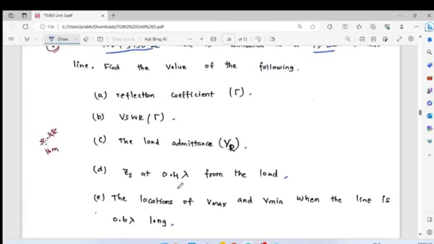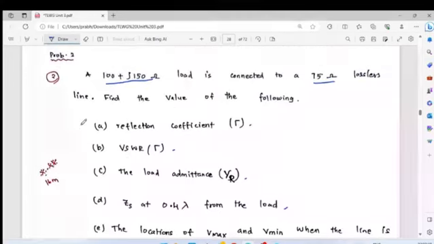Right. So in the previous problem, we have seen how to calculate reflection coefficient, VSWR and the input impedance. Those people who have not seen the earlier video, kindly see that so that this problem is also familiar to you. Anyway, what is the first step in this kind of Smith chart problem?